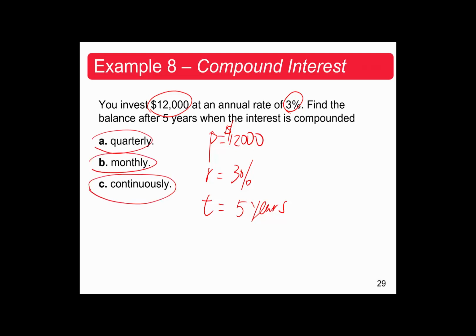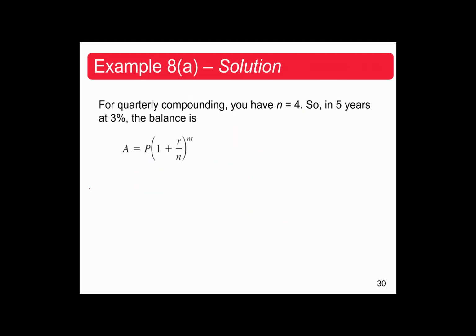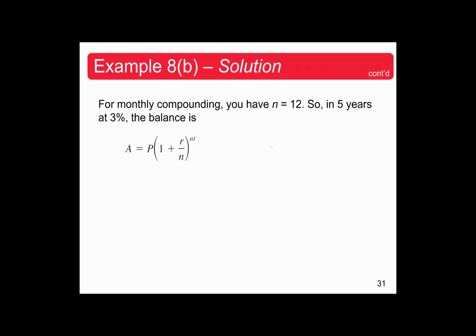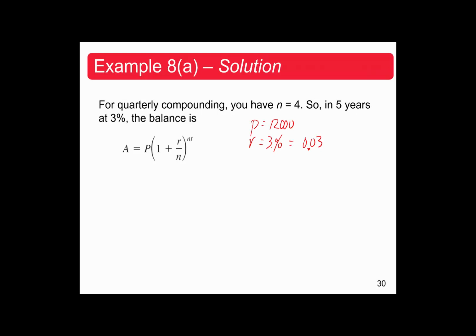Now let's first take a look at the quarterly case. So using the compounding formula, and here the principal, we know is 12,000, right? Let's list out the numbers one more time. Rate is 3%. So if you turn it into a decimal, you insert a decimal point and move it to the left 2 units. Then we get 0.03. N is compounded quarterly, so N equals 4. And then time t equals 5 years.